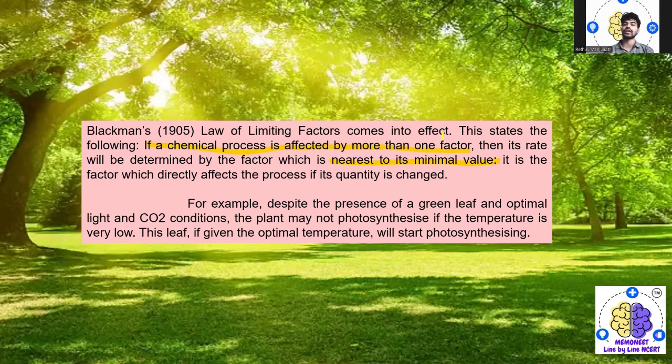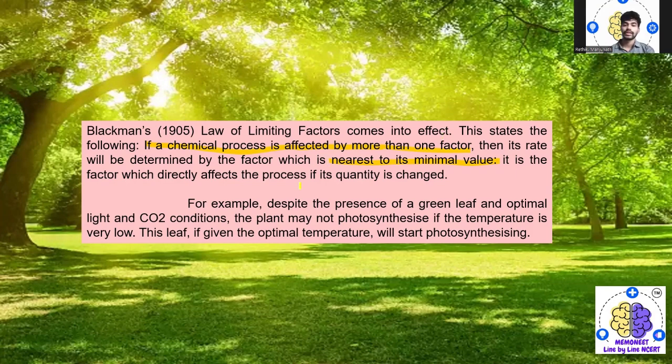So that means if a chemical process that happens within the plant is affected, right, either because of one or more factors, then what happens? That is directly going to affect the process, that is, the process of photosynthesis or the process of CO2 fixation.